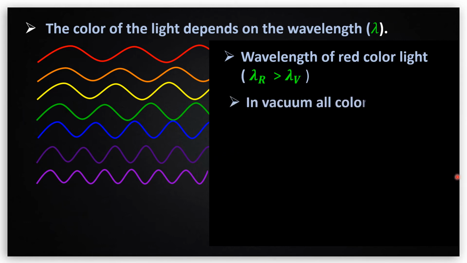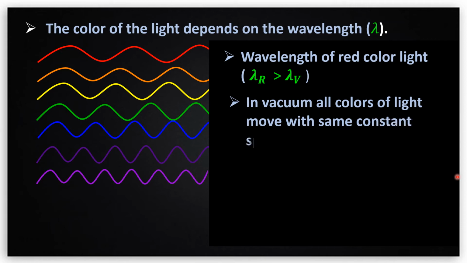Okay, so vacuum means no medium exists, no matter exists. In vacuum, all colors of light move with the same constant speed, c equal to 3 into 10 to the power of 8 meters per second. That is red color light, orange color light, yellow color, white color, all colors of light move with constant speed in vacuum. c equal to the speed of light, c equal to 3 into 10 to the power of 8 meters per second.